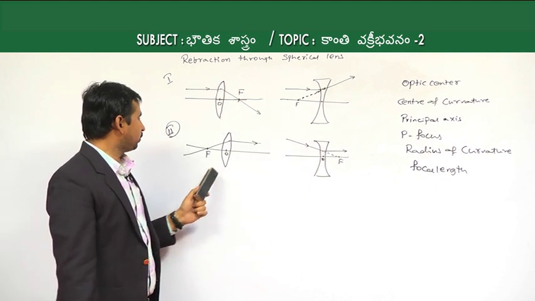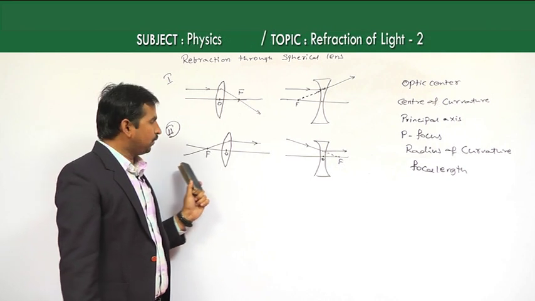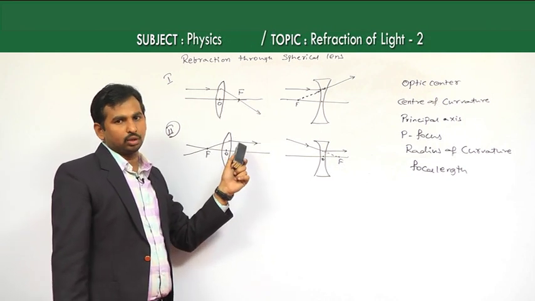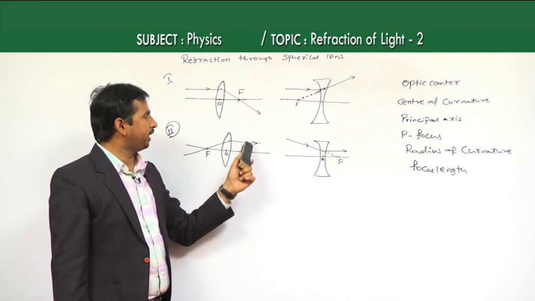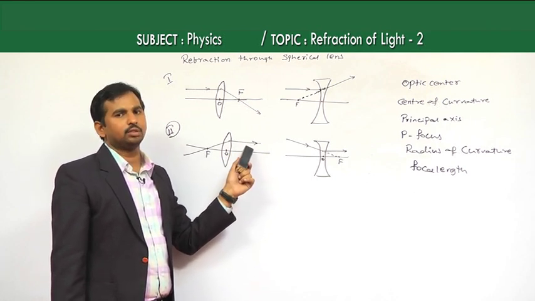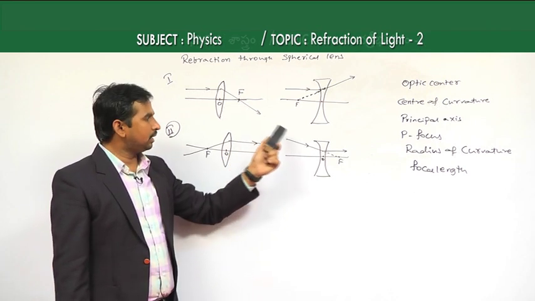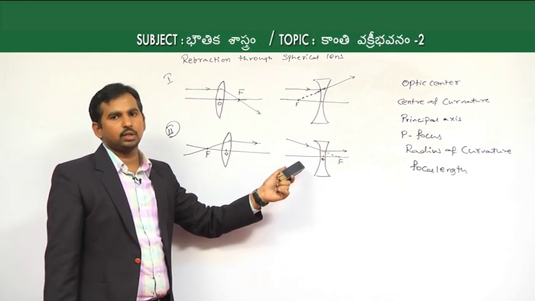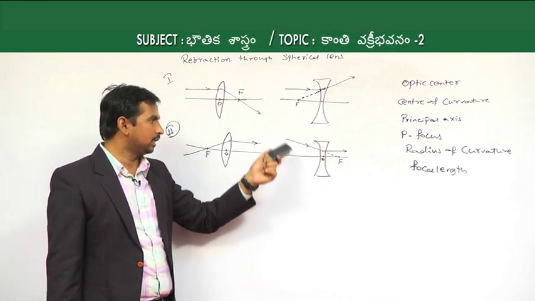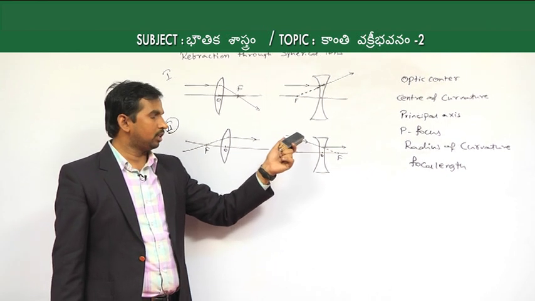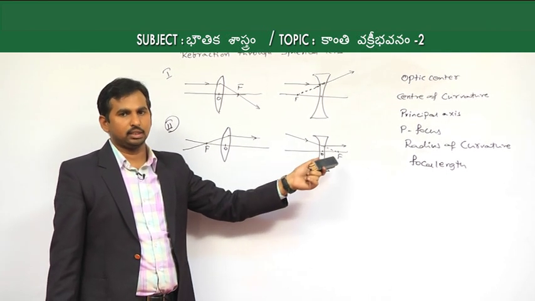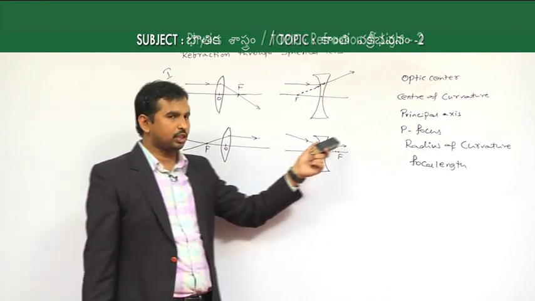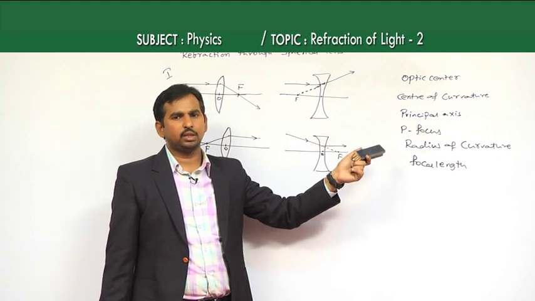And the next one here we have the second rule. If the light ray is passing through the focus, after refraction the light ray passes parallel to the principal axis. Whereas in the case of a concave lens, as we have a virtual focus, the light ray coming here, which appears to be passing through the focus, after refraction passes parallel to the principal axis.